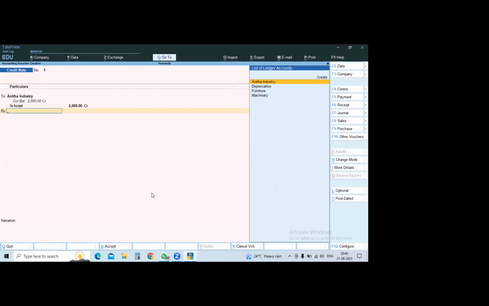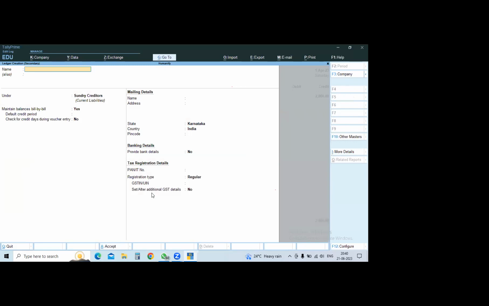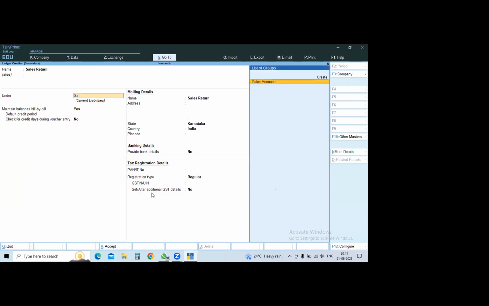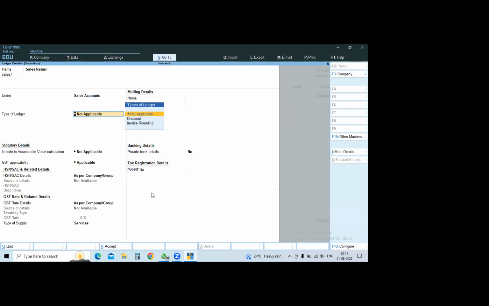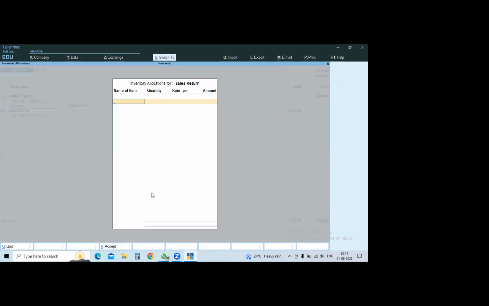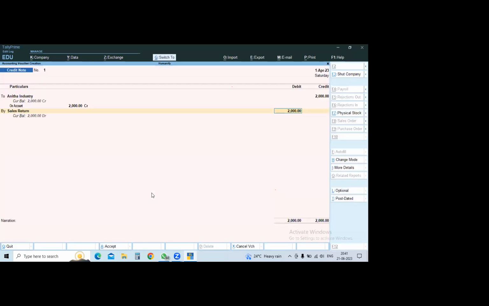Here you create sales account, sales returns under sales account. That's all. Control A to accept. Like this you should pass your entry for sales returns.